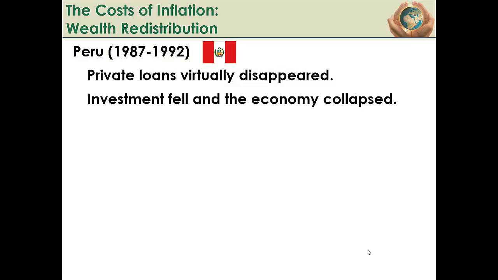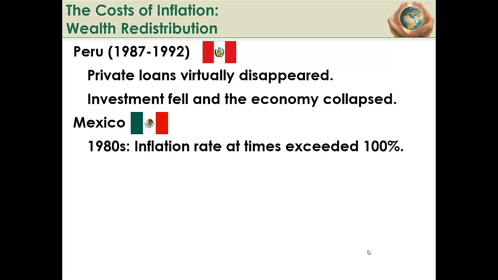Consider Peru. Between 1987 and 1992, Peru was experiencing hyperinflation. During this time, private loans virtually disappeared. Again, very erratic inflation rates. Nobody wanted to lend money when there was so much uncertainty in the economy. So without any loans, investment fell and the economy collapsed.